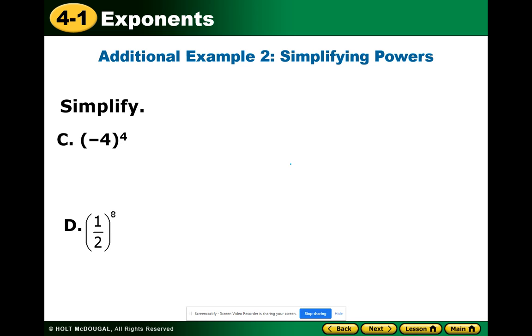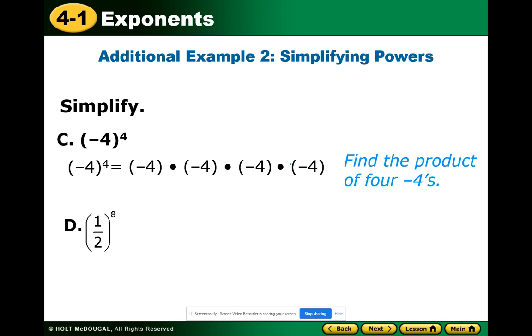Those are different problems. Looking on, this says negative 4 to the 4th power. The answer, should it be positive or negative, since our exponent is an even number? Hopefully you said positive, and there's what you get. Positive 256.